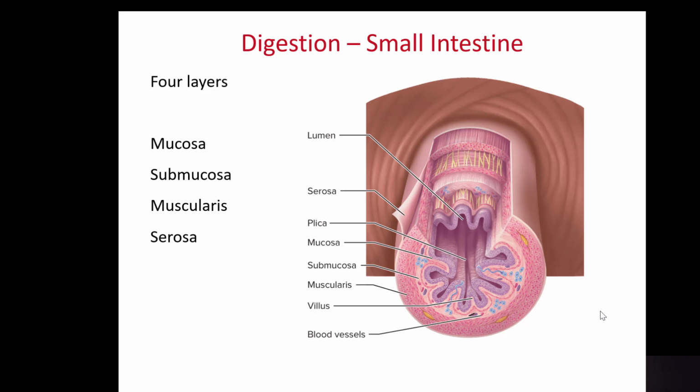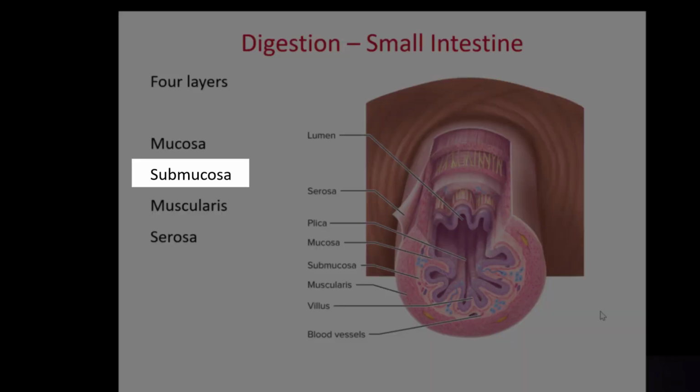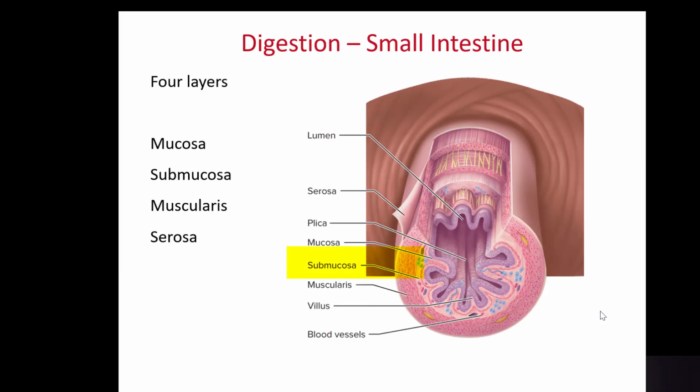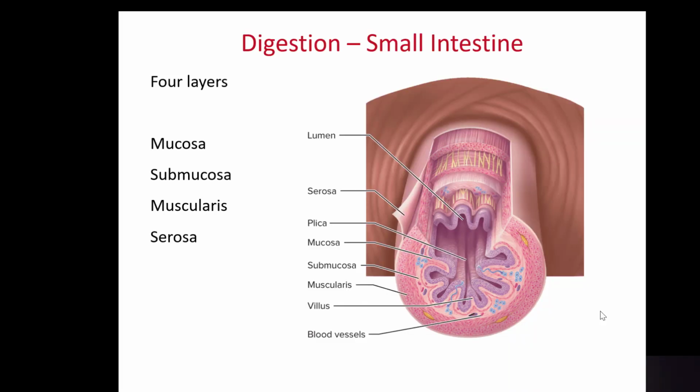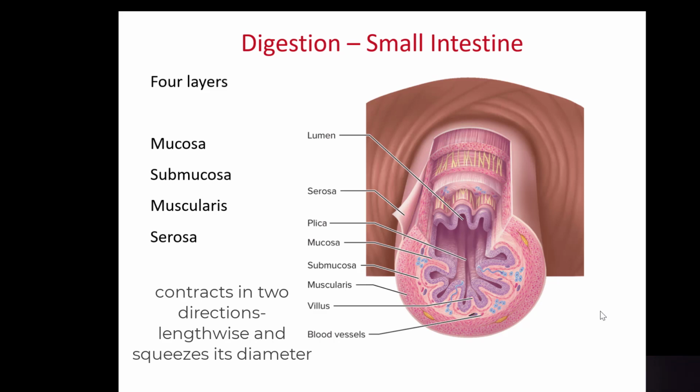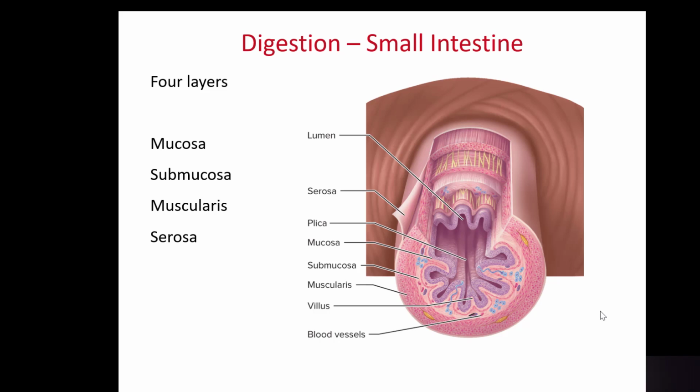So the innermost layer is the mucosa. The next layer is the submucosa. And this is a thicker connective tissue layer that contains the blood vessels and the lymphatic vessels and the nerves. The next layer is the muscularis layer. So as you can tell by the word, this is a circular layer of smooth muscle. And then it has an outer longitudinal layer of smooth muscle. So there's 2 layers of muscle here, and this is what allows the small intestine to contract and move food along the length. So this is what allows the peristalsis to occur along the length of the small intestine.